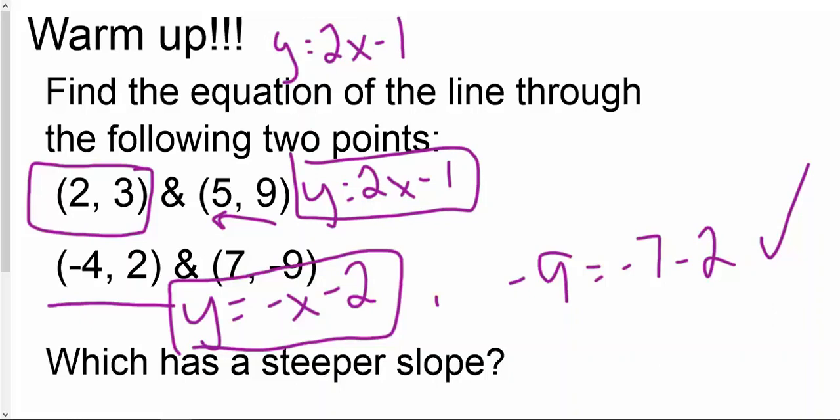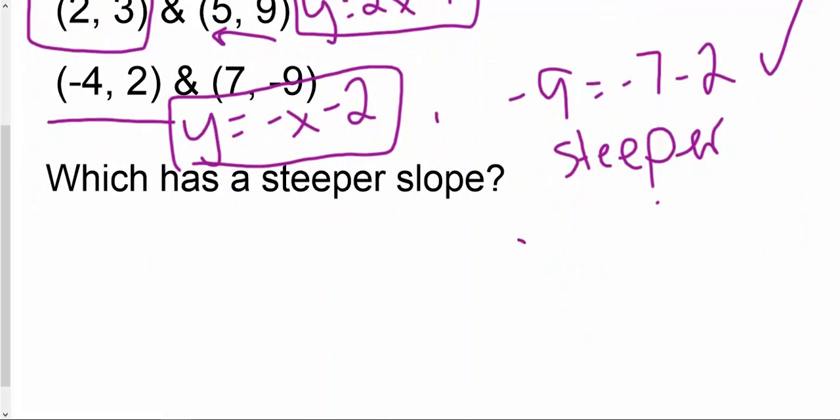Okay, and so for our final question, in case you didn't see it, it says, which has a steeper slope? So for something to have a steeper slope, steeper means that it has the greatest absolute value of the slope.